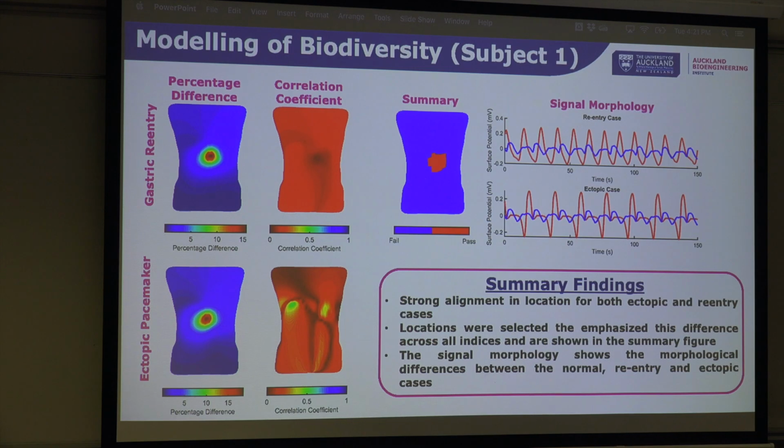If we go back to what we did in the first simulations, we look at the signal morphology. Again, we can see vast changes to the signal morphology between reentry and normal, and the ectopic pacemaker case. What was very promising with this was there was a strong alignment between the ectopic pacemaker case and the reentry case, which says that there should be a position for each patient where we can actually identify gastric dysrhythmias. But how does that red area in that summary align with other patients? Is that going to be the same across lots of patients?